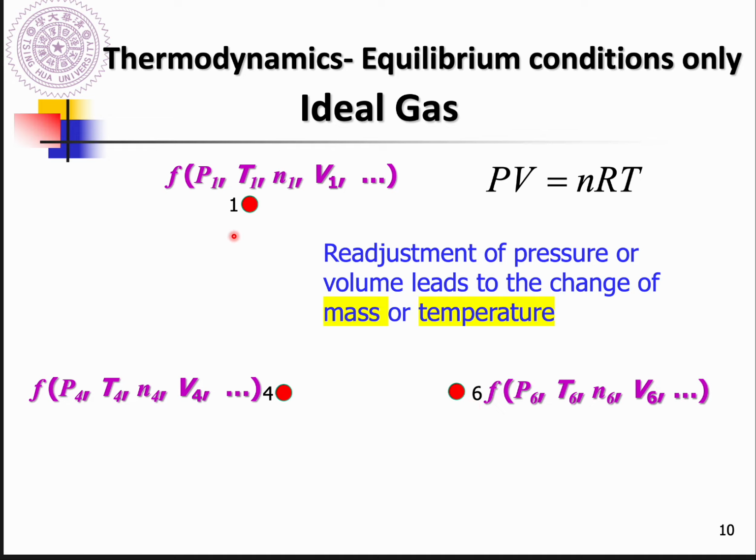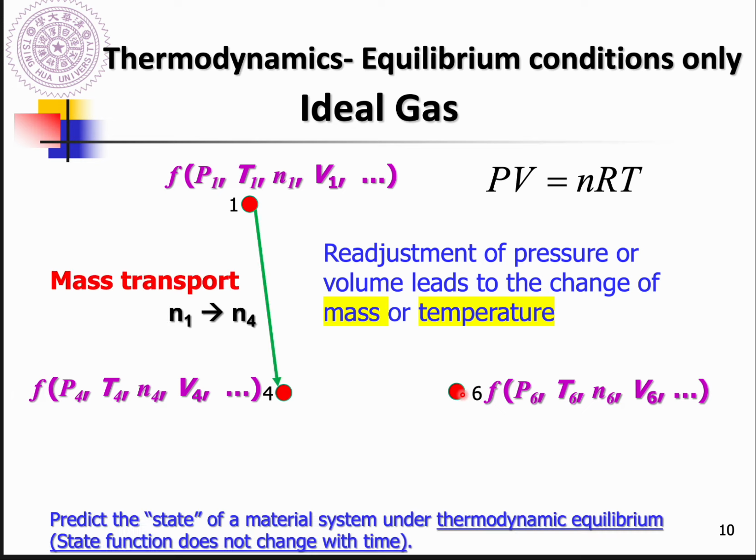So no matter which start and ending point you choose, the most important part here is that as long as you change the pressure and volume, that will lead to mass and temperature change. Then you will find that mass transport and heat flow happen in your system. So that is a typical kinetics process.